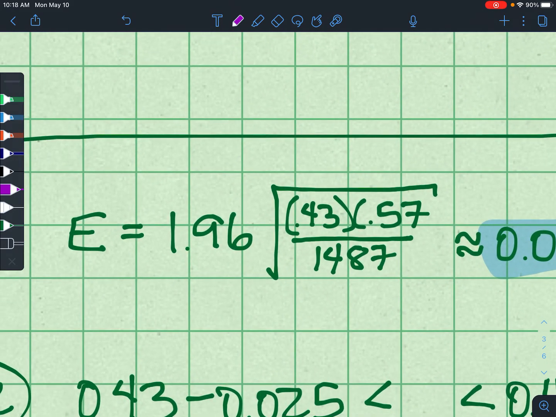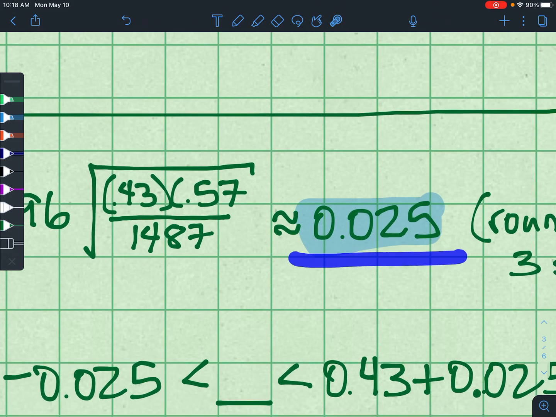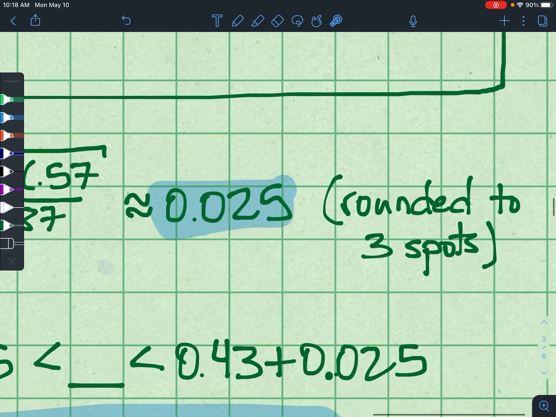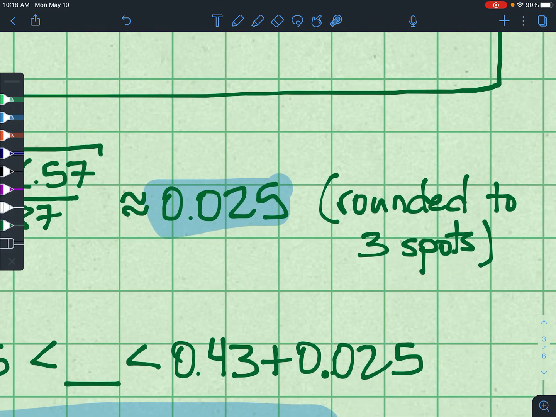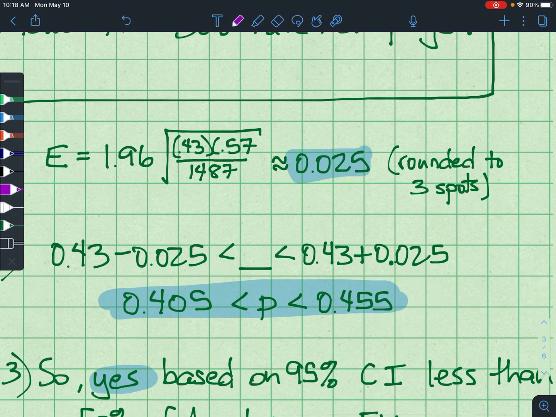So here's our first estimate of the error. We take our 1.96, this is our confidence z factor, the critical value. We multiply that by our estimate of the standard deviation, and that gives us an error of 0.025, so 2.5%. And that's rounded to 3 places. So I take my estimated proportion minus the error, and then I add the error to the estimate of 0.43. And that gives me the interval, which again we've seen in the previous examples, between 40.5 and 45.5%.